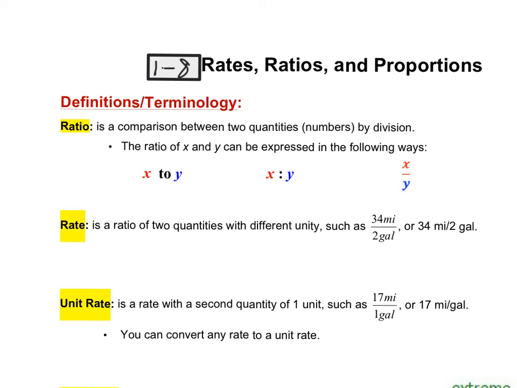This is 1-8, rates, ratios, and proportions. There's a lot of vocab words that go along with this section. The first one is a ratio. A ratio is a comparison between two quantities.